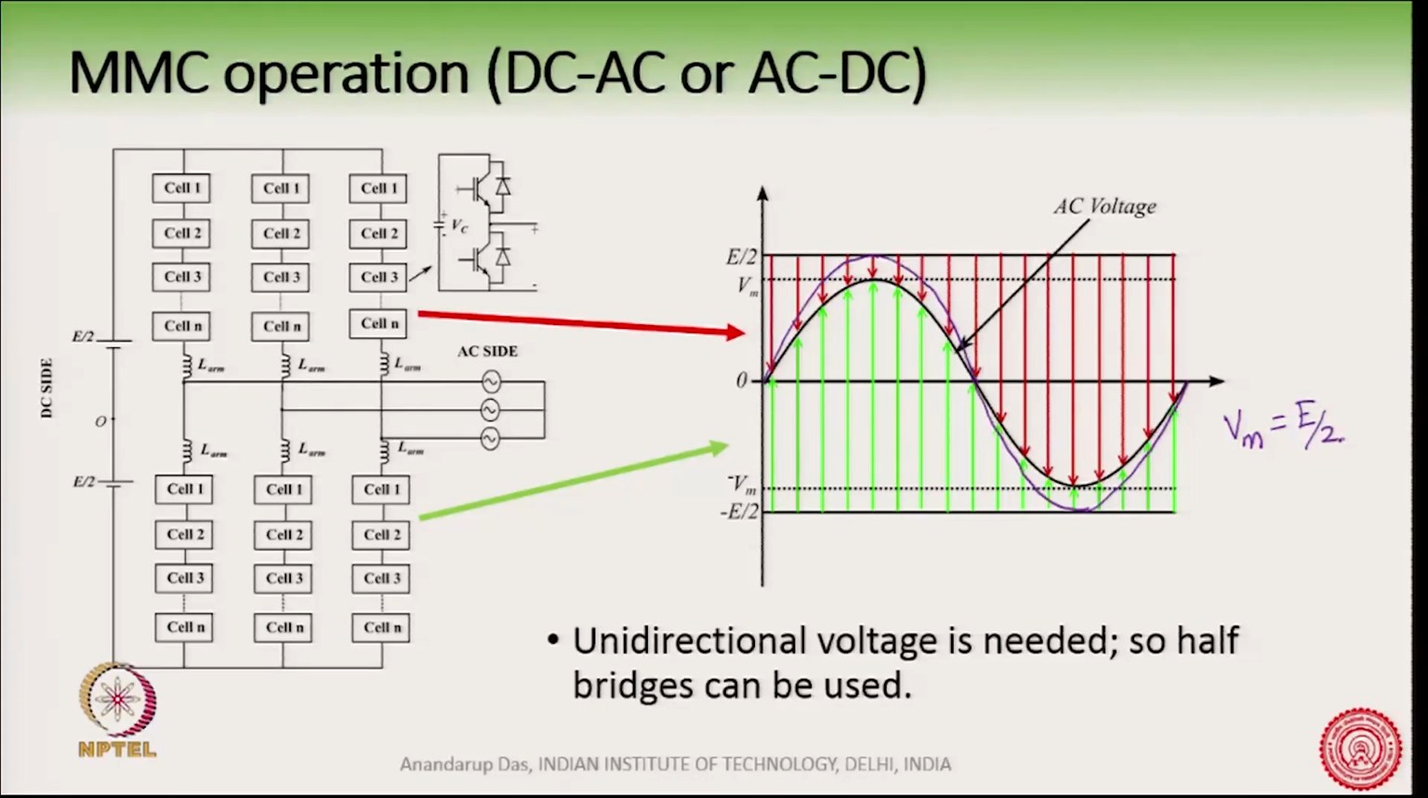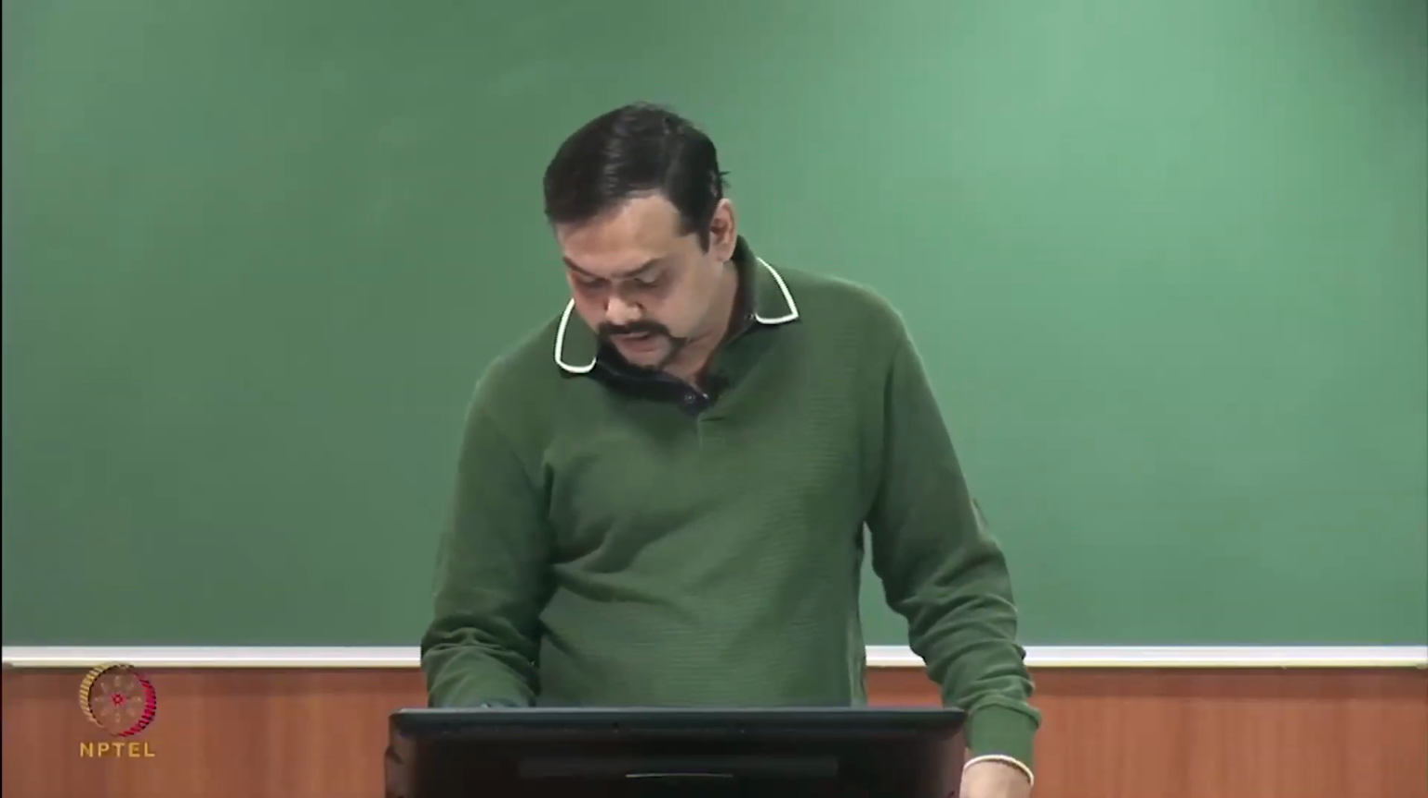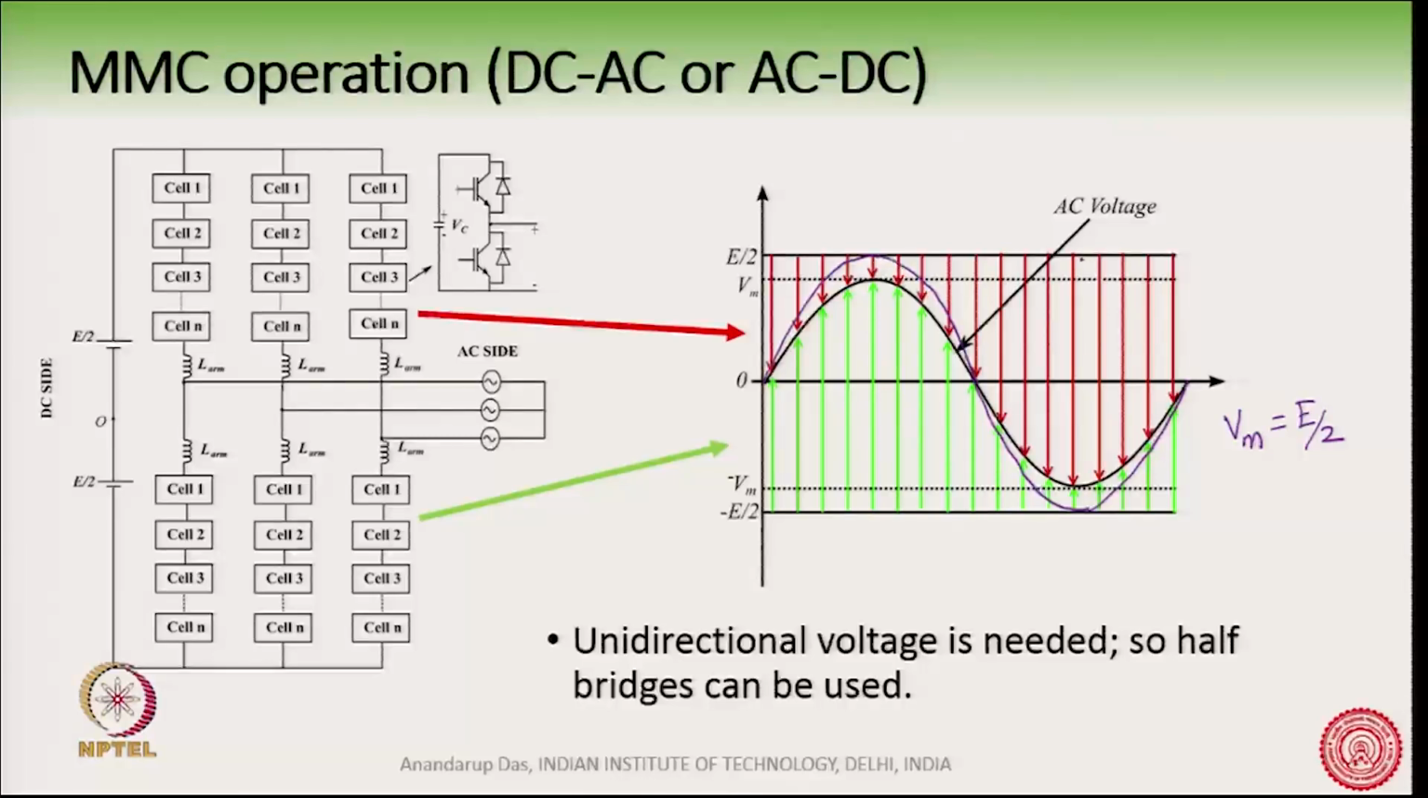So, if Vm is equal to E by 2, you can see the maximum length of this arrow becomes this much. Okay. So, this is the length of the arrow. This is the maximum instantaneous voltage that the upper arm has to produce, right, and of course, this is also the voltage that a lower arm has to block, right.